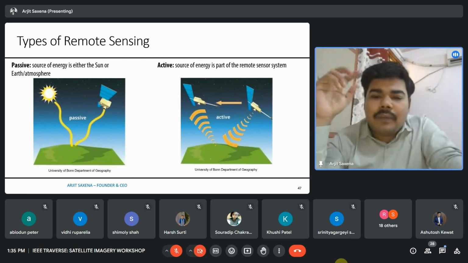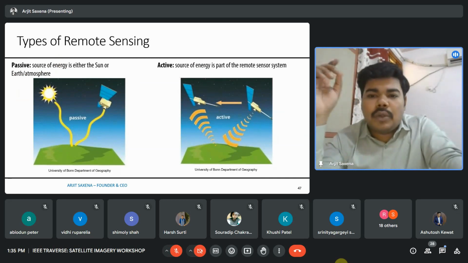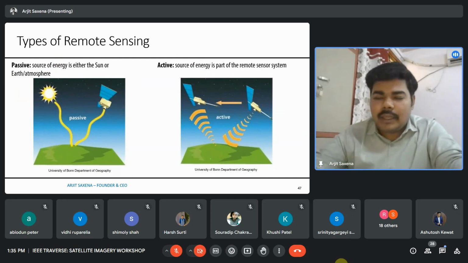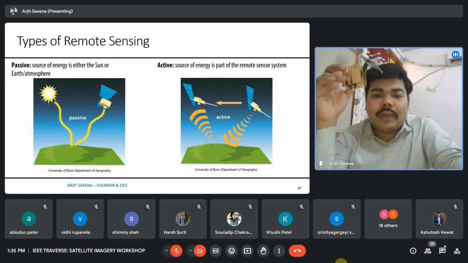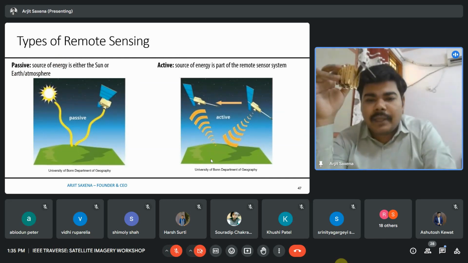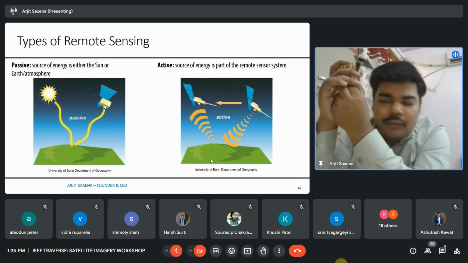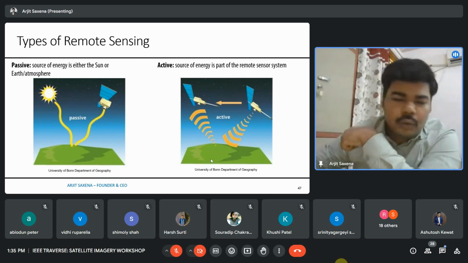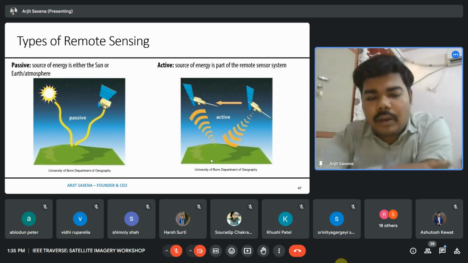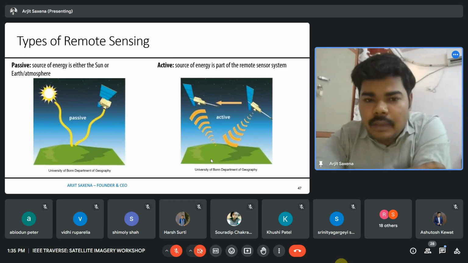But when we're talking about active sensors, the source of energy is a part of the remote sensor. Like this is having a dedicated power supply, which is having an insulation. We don't use active sensors much; we only rely on the passive sensors.